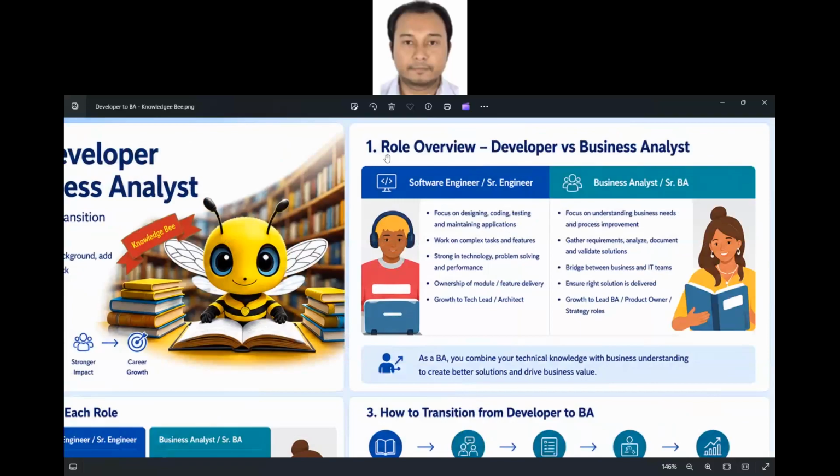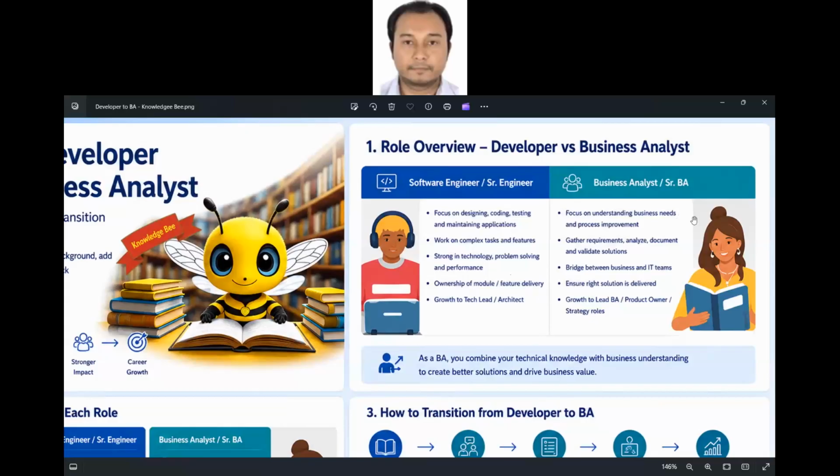Let us first understand the key differences between a software engineer and a business analyst. A software engineer or a senior software engineer or a developer mainly focuses on designing, developing, testing, and maintaining the applications. Their primary responsibilities include coding, feature development, performance optimization, and technical problem solving. They work closely with the technical teams and are deeply involved in implementation and delivery.